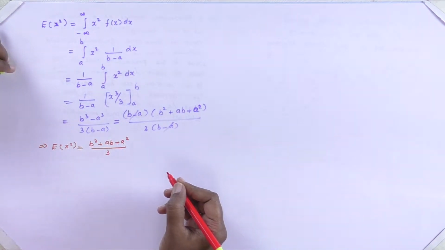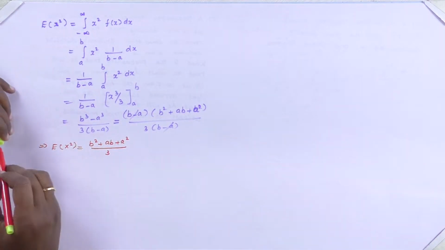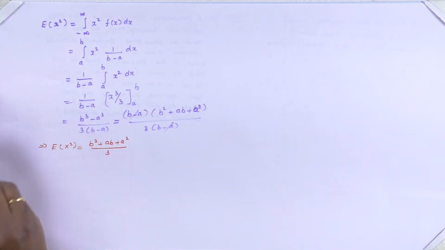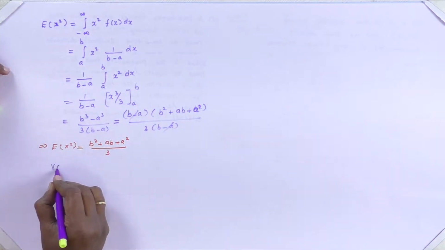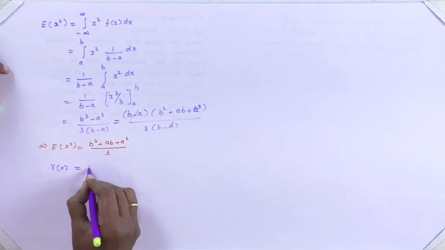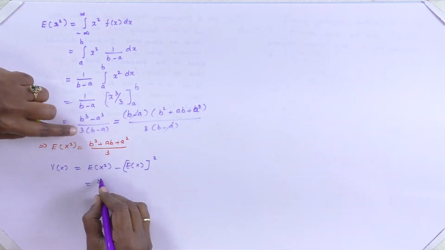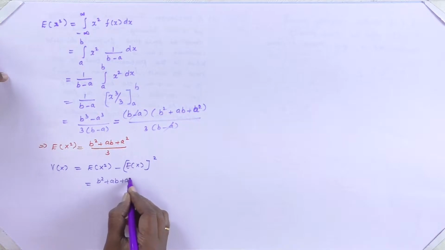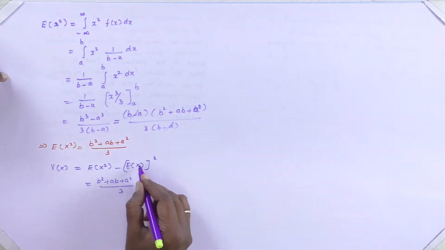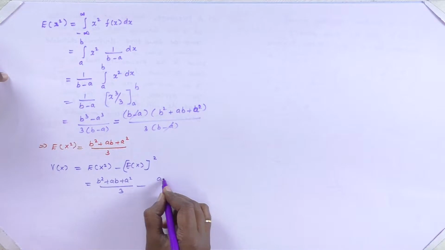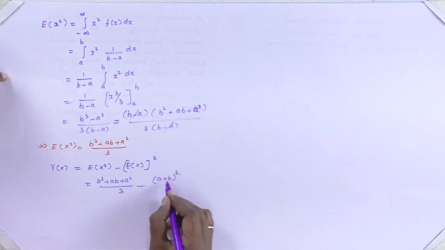Next, we want to calculate the variance value. We know the formula for variance: mu 2 is equal to E of x square minus E of x the whole square. That is, variance is equal to E of x square minus E of x the whole square. E of x square is b square plus ab plus a square divided by 3, minus E of x the whole square, where E of x is our mean value, a plus b divided by 2.